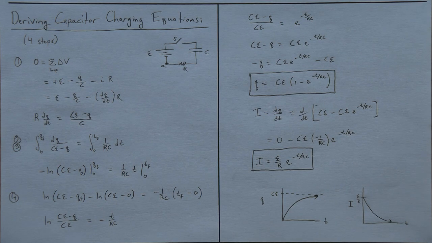Okay? So I could plot those two: the 1 minus exponential rises to Cε, and this one decays down to 0. So there's the derivation. Again, 4 steps: set up the differential equation with Kirchhoff's loop rule, separate the variables, integrate both sides, and then plug in the limits and solve.